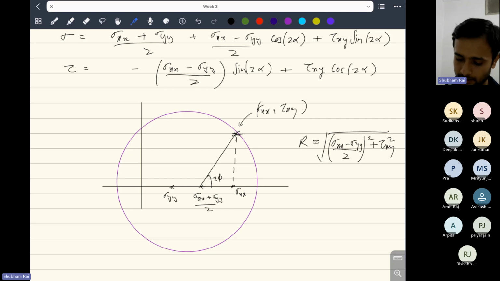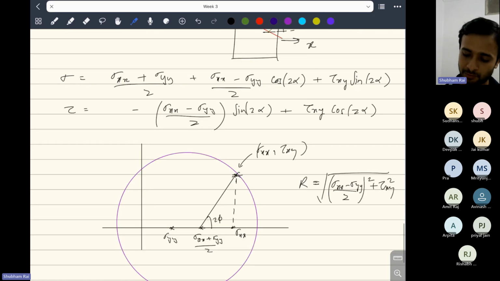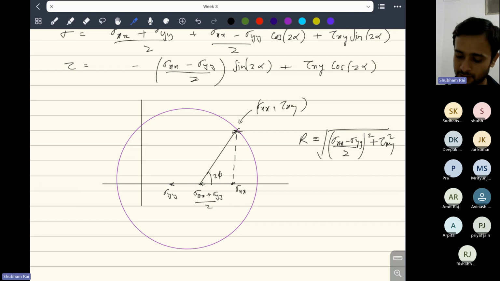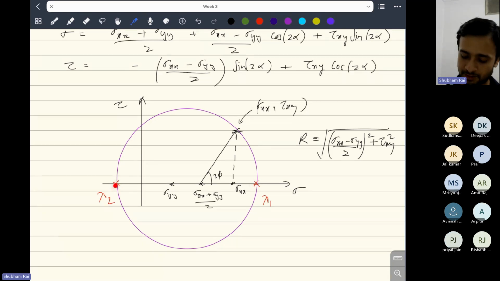Obviously, this is the plane that you are at. So your sigma xx direction is represented by this line here. And this is your principal plane because this axis is the shear axis. I mean, on this axis we are plotting the shear stress, and on this axis we are plotting the normal stress. So here, these points will correspond to lambda 1 and lambda 2. Because at this point your shear stress is 0, so this will be a principal plane. And this also will be a principal plane, and this will be the value of the principal stresses.